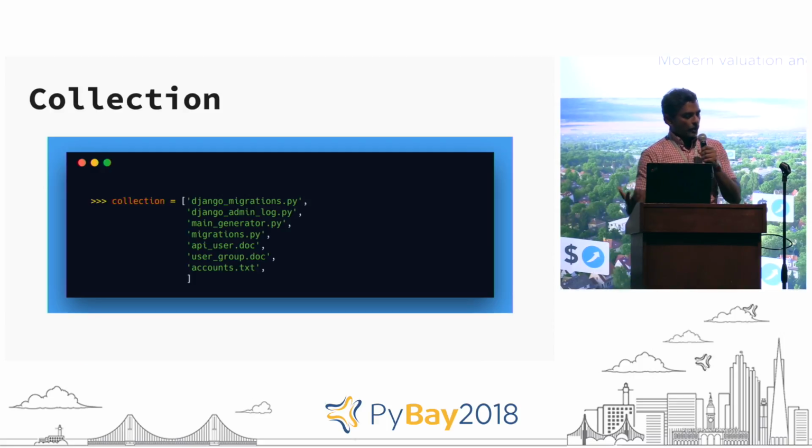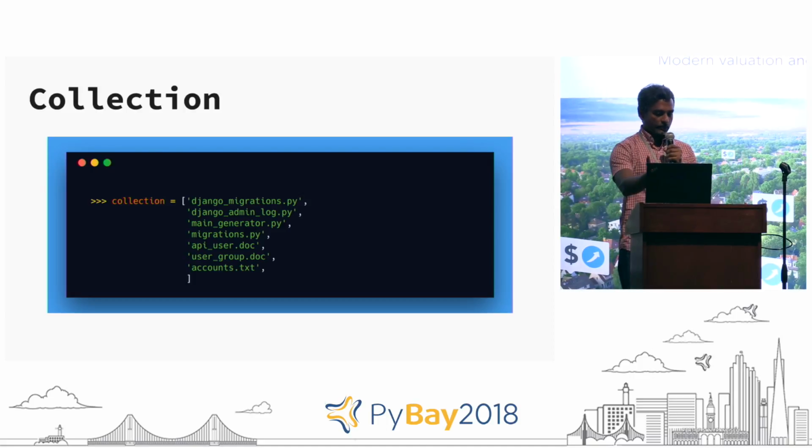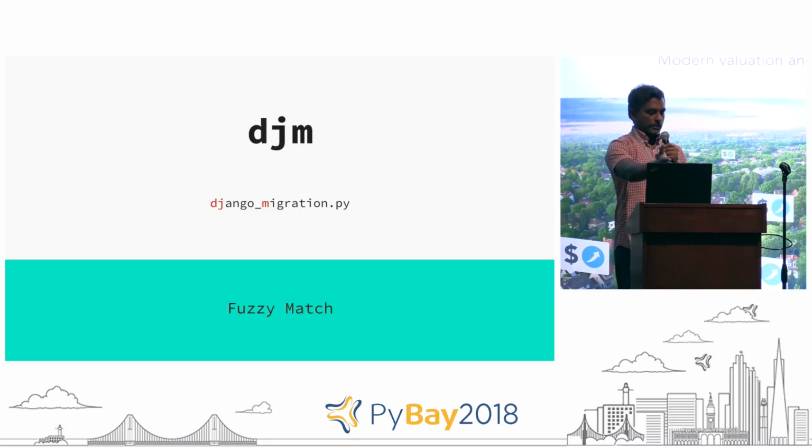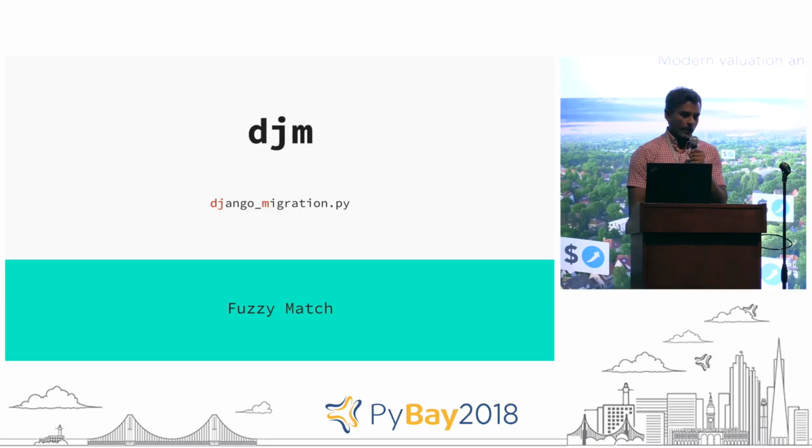So what do we need in order to do this? First of all, we need a collection of file names. So I have a collection over here. And the next thing we need is some bits and pieces of characters from a file name that we can use in order to filter this list. So here is DJM, and I'm trying to find the file name Django_migrations.py. I've highlighted the characters that actually match, two characters from the beginning and one character somewhere in the middle.